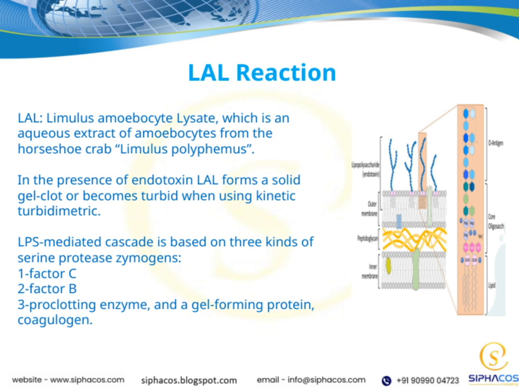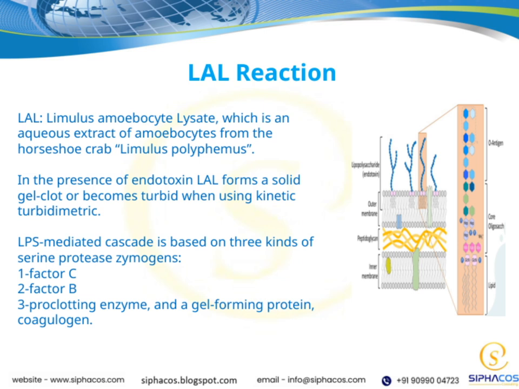Diving a bit into the mechanism, the LAL reaction is part of a cascade that involves three different types of serine protease zymogens. These are inactive enzyme precursors. The first is factor C, which is directly activated by endotoxins. Then we have factor B, which gets involved downstream, and the proclotting enzyme, which ultimately leads to clot formation. There's also a gel-forming protein called coagulogen that plays a key role in the final clotting process.